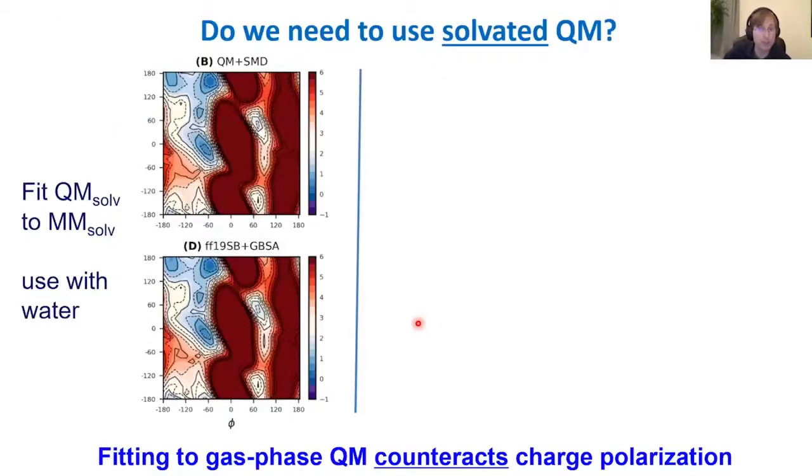Okay, I mentioned that we're using solvated quantum. We did some tests to see if we really needed to do that, or if that was just an idea that seemed good but didn't make a difference. On the left here, the top is our QM plus SMD. So this is our target 2D free energy surface for alanine dipeptide. And then the bottom is the ff19SB with GBSA. I'll get to that in a minute. And because we're fitting this exactly and there's only 2 degrees of freedom, that's the map we get, and we can reproduce it very well.